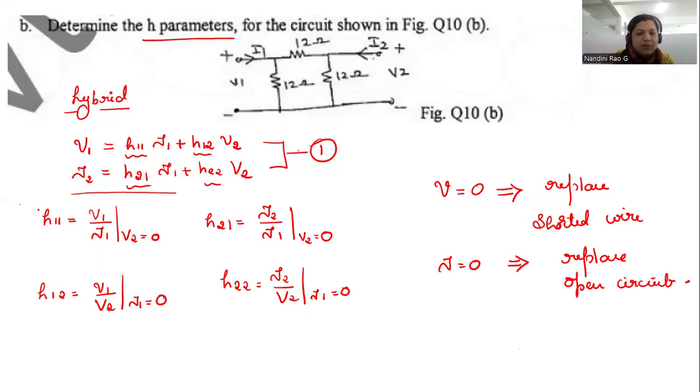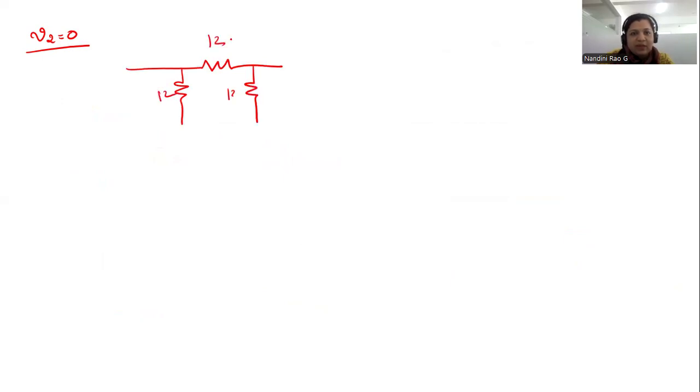Okay. So now we will start with the first case when V2 is equal to 0. I'll rewrite the circuit. So the circuit was like this. 3 resistors, 12, 12, 12 ohm. So now what did I say? V2 equal to 0. That means you have to replace it with a shorted wire. V1, anyhow, it is there. There is a current I1 and there is one more current I2.